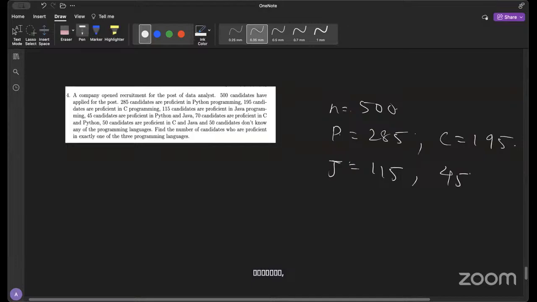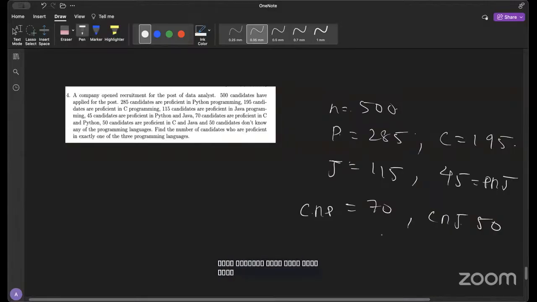Then 45 candidates for Python and Java. 70 for C and Python, and 50 for C and Java. And there are 50 candidates that don't know any of the programming languages.